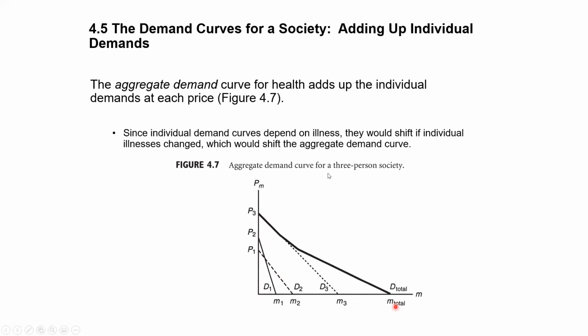So we would notice that since individual curves depend on illness, they would shift if individual illness also changes. However, when there are changes in the individual curve, you would also have changes in the aggregate demand curve. But usually when we talk about health economics, we're actually looking at aggregate demand curves, and they are based on a theoretical understanding of the individual demand curves as well. So the aggregate demand curve, this one D, the total, adds up at each possible price level the total quantity demanded for these medical services.